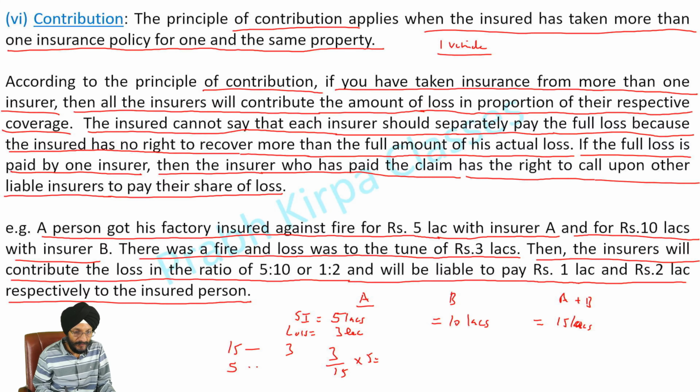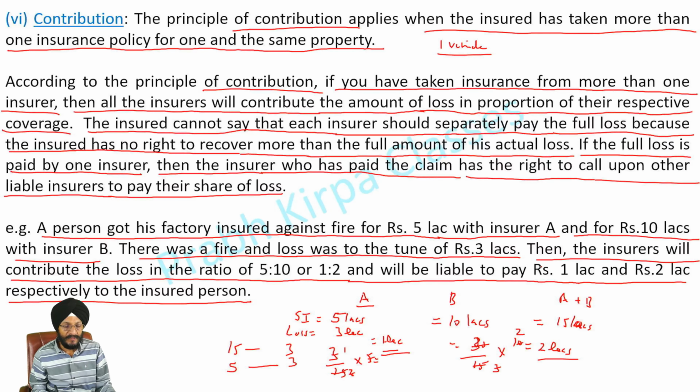So when the sum insured is 5 lakhs, it will be 3 lakhs divided by 15 lakhs into 5 lakhs, which is one lakh, and here it will be 3 lakhs divided by 15 lakhs into 10 lakhs. So you can understand that the insurance company A will be liable to pay rupees 1 lakh and the other will be liable to pay rupees 2 lakhs.